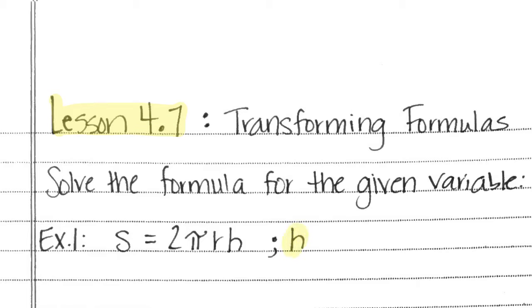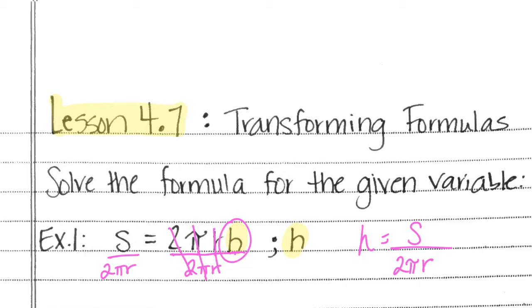So if I'm solving for H in example 1, notice it says S is equal to 2 times R times pi times H. And I'm solving for H. How is 2 pi R connected with H? It's all connected with multiplication. So I'm going to divide each side by 2 pi R. Notice the R's cancel, the pi's cancel, the 2's cancel, and H is equal to S over 2 pi R.